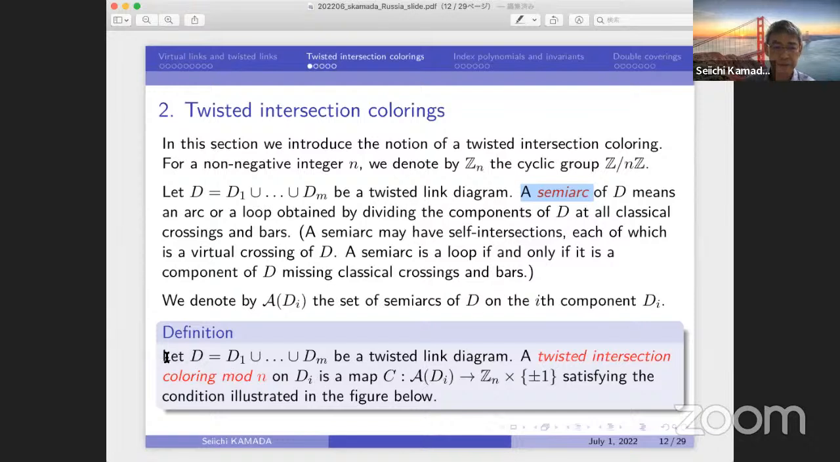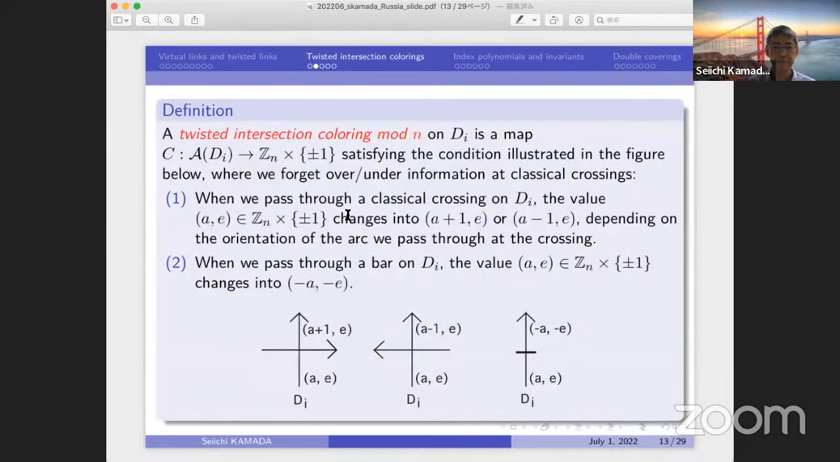Here's the definition. Let D be a twisted link diagram. A twisted intersection coloring modulo n on Di, the ith component, is a map C from the set of semi-arcs on Di to the set Gn cross plus minus 1, satisfying the following condition.